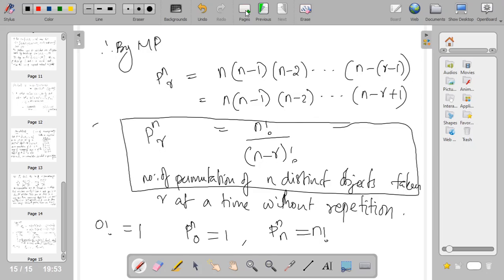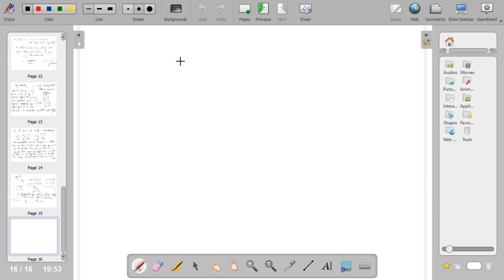So last class we have seen permutation. The number of permutations of n distinct objects taken r at a time without repetition is P(n, r). It has the value n factorial by (n minus r) factorial, that is n into (n minus 1) and so on up to (n minus r plus 1). So let us see a few examples in today's class.